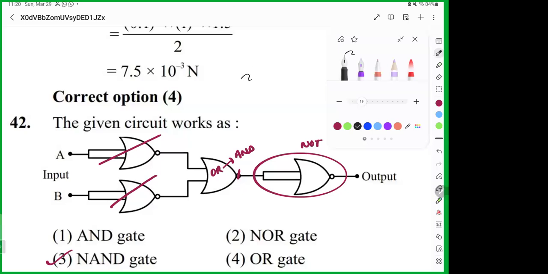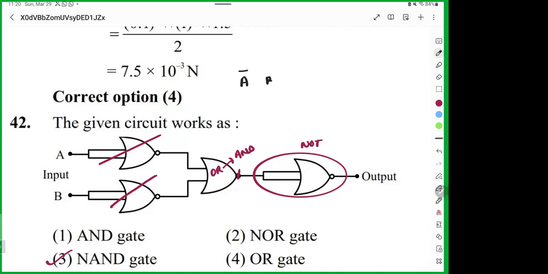For example, you take A, in a NOT gate it will become A naught. You take B, it will become B naught. Then an OR gate, you will add them. And then you take the overall NOT, it will be equal to A dot B. In Boolean expression, if you have A plus B, it will become the opposite, A dot B. If you have A dot B, then it will become A plus B. And in the end, it is like this, and this is the expression of NAND gate.